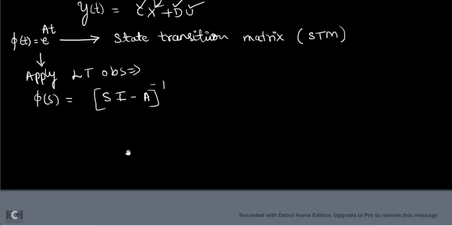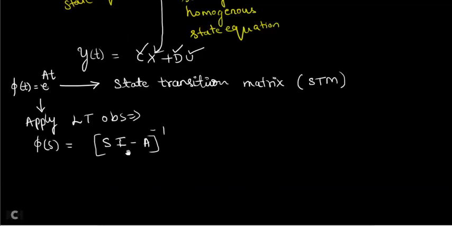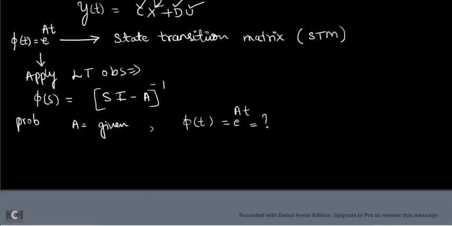So now some problems can be asked. What type of problems can be asked? The problem will be, they will give you capital A matrix. From this capital A given, they will ask you to find out the state transition matrix, phi of t is equal to e power at. What is that? They will ask. So such type of problems can be given. In such case, you cannot use e power at. Don't put A in the power of e and then multiply. That is the wrong method.